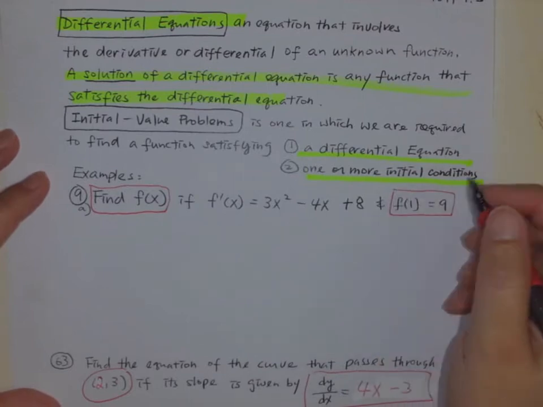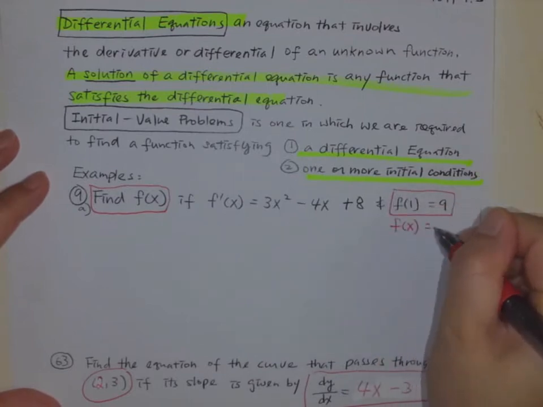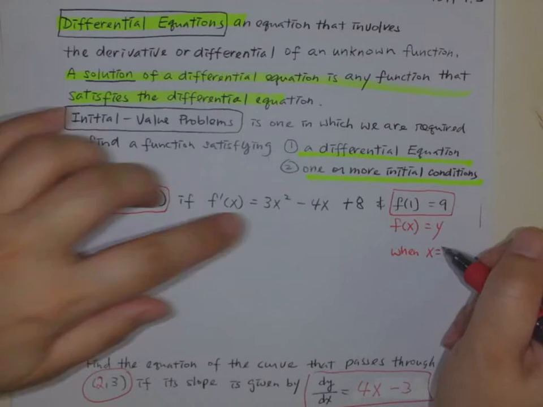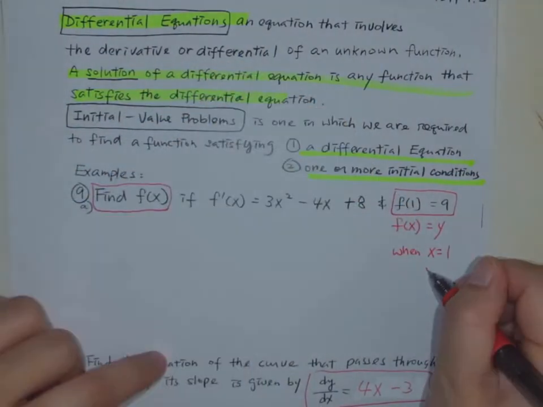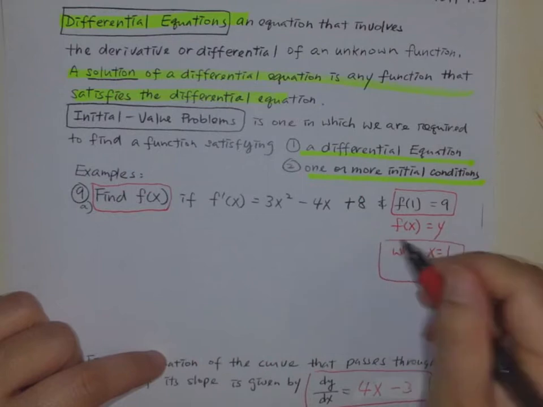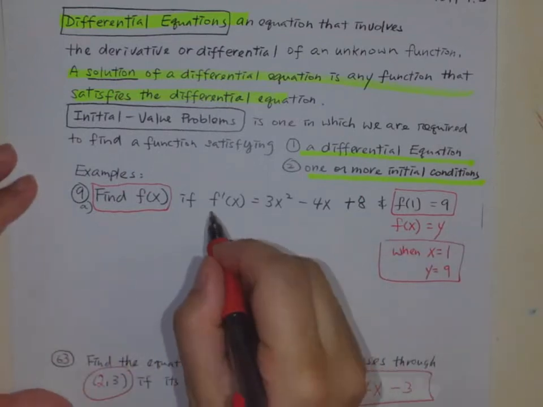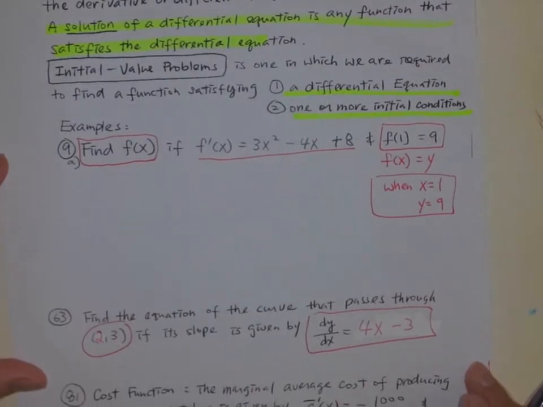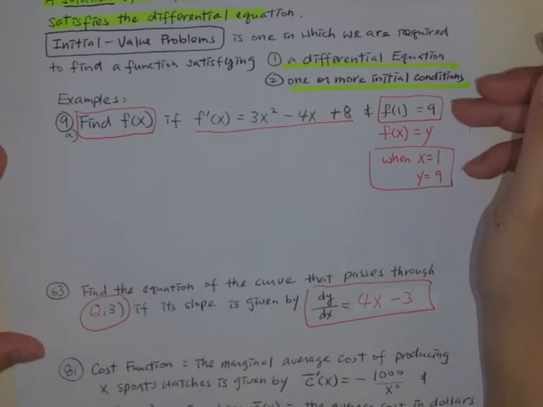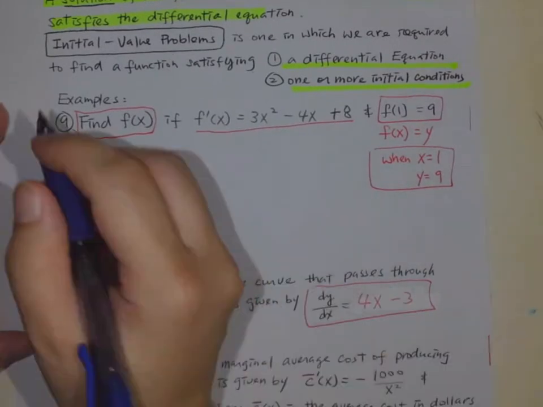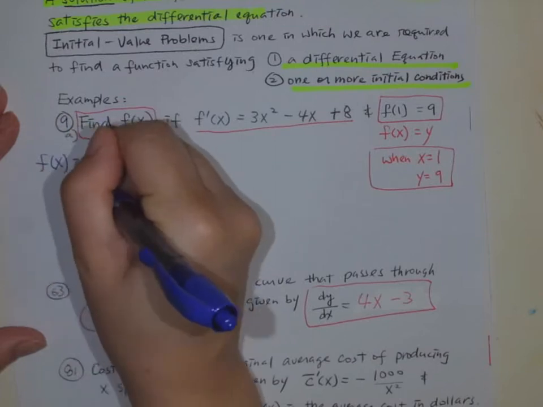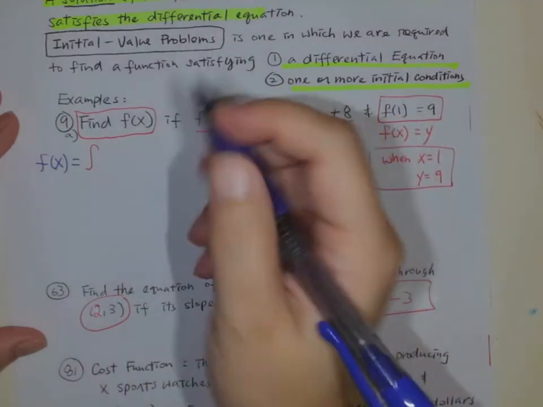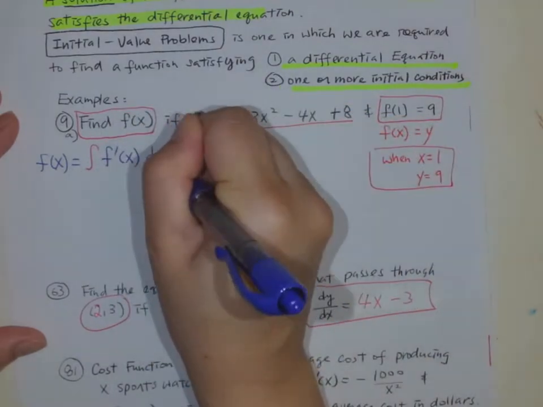So these conditions say when you have your f of x equal to y, your original function, they want x equal to 1 and your y value equal to 9. So using the slope they give you, they want you to find a function that fits this condition. So let's try that. I'm going to say my function should equal the integral of the first derivative, f prime of x dx.